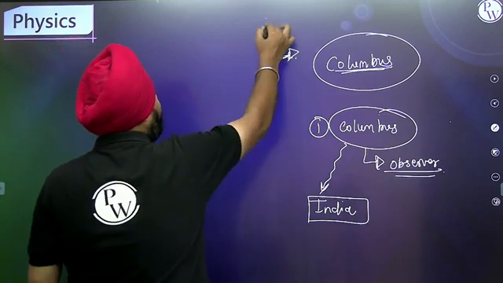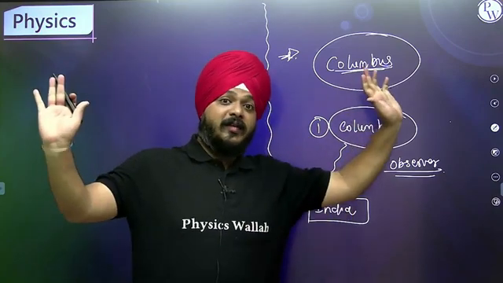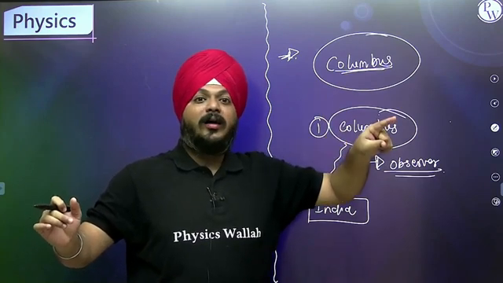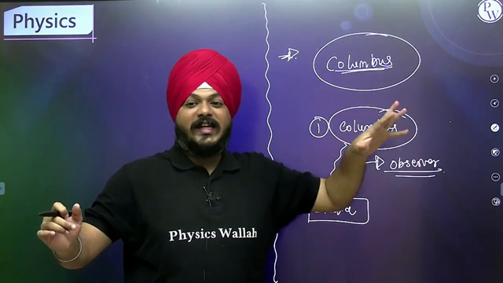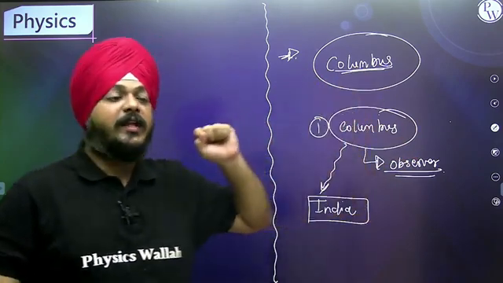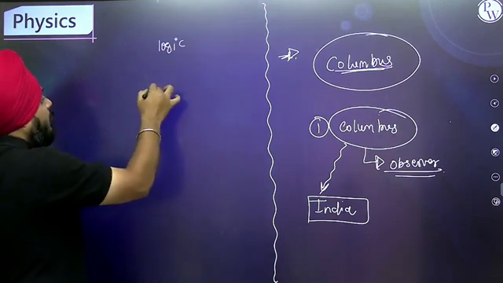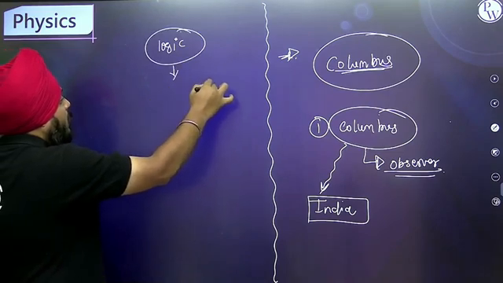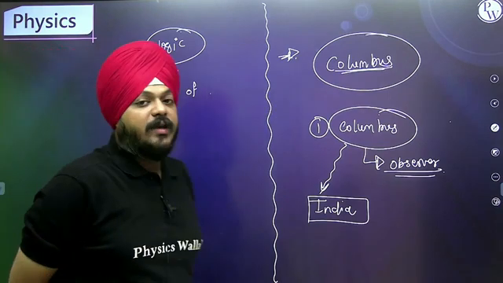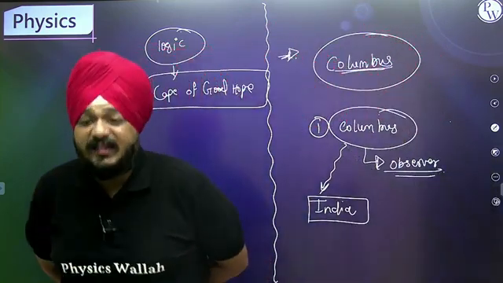So what is the physics? What logic did Columbus give? Yes, I discovered India. It is the Cape of Good Hope. Was it correct or wrong? Was the logic discovering India or discovering the Cape of Good Hope? Discovering the Cape of Good Hope is the logic. Is it correct or not?